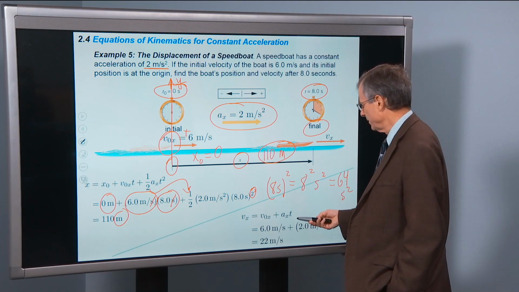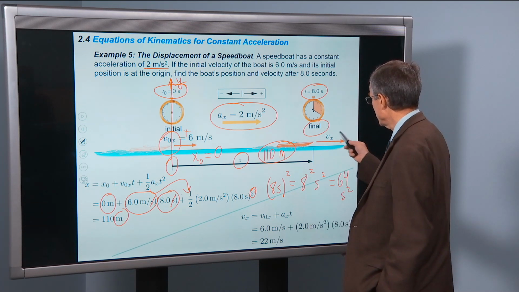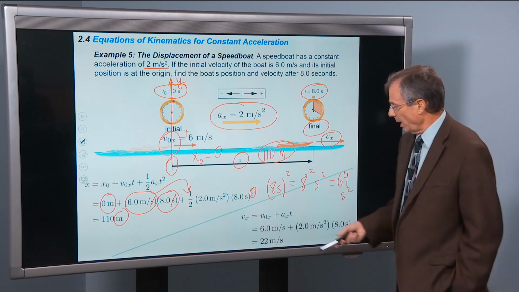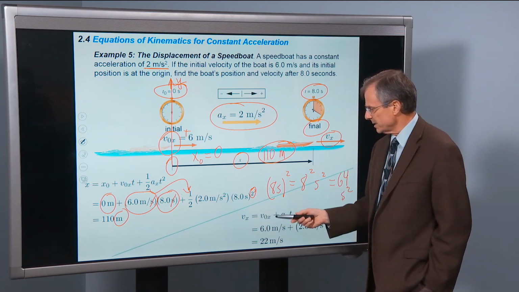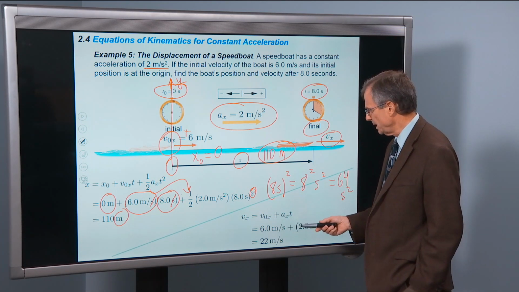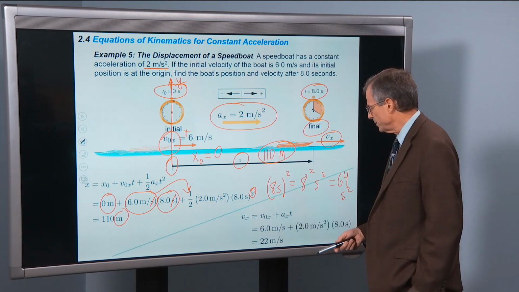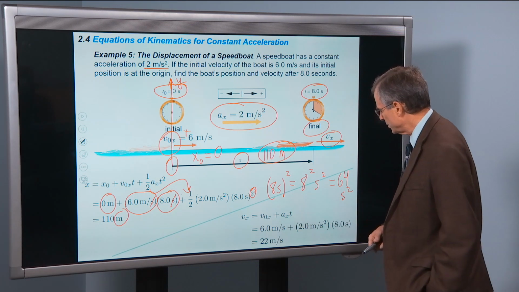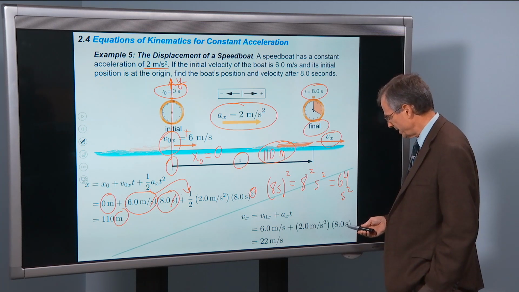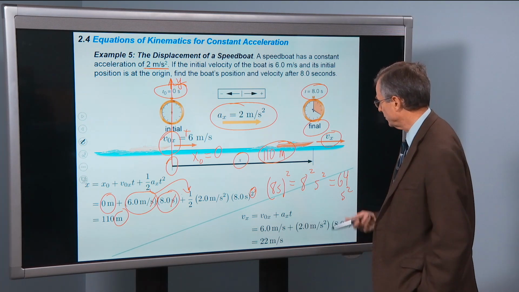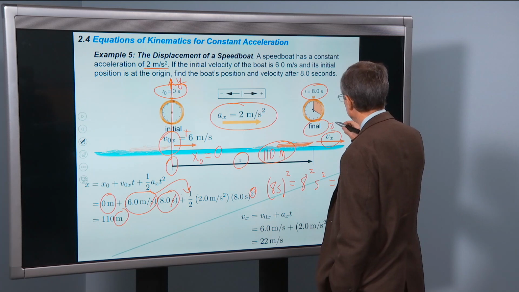What about here for the velocity, the final velocity? Well, we can use the velocity equation. Vx is v naught x plus ax times t. V naught x is 6 meters per second. Ax is 2 meters per second squared. T is 8 seconds. Plug the numbers in, you get 22 meters per second.